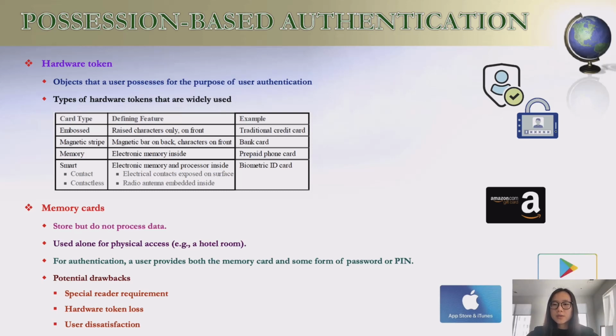Memory cards can be used alone for physical access, such as a hotel room. For authentication, a user provides both the memory card and some form of password or personal identification number. However, several potential drawbacks exist. First, memory cards require a special reader, which increases the cost and additional security requirements for the reader hardware and software. Second drawback is the loss of hardware token. A lost hardware token temporarily prevents its owner from gaining access to system resources. The third drawback is user dissatisfaction. The use of a memory card may be considered as inconvenient by the users.